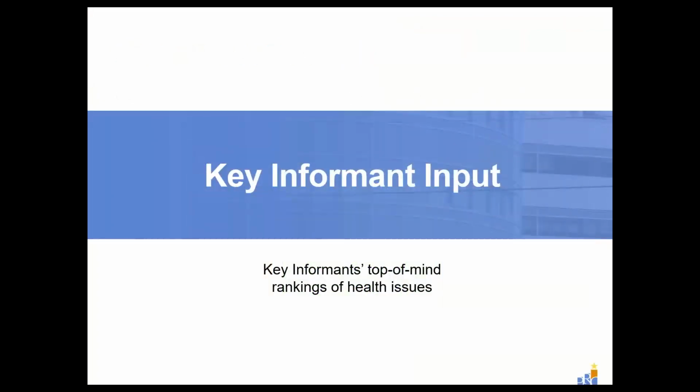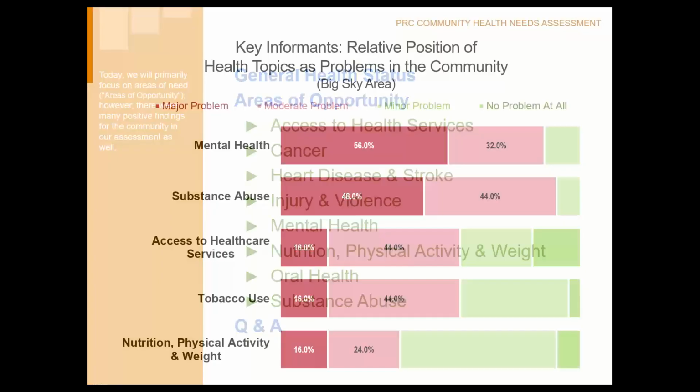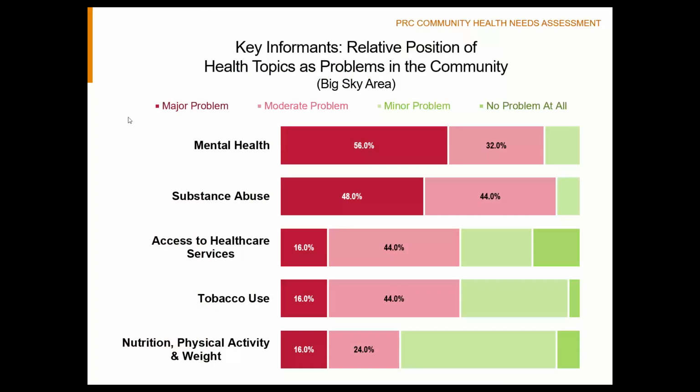But as I mentioned before, for our key informant input, we asked those 25 key informants to give us some input around 17 health issues. And again, those key informants were physicians, public health, social service agencies, and community leaders. In that key informant survey, we presented them with 17 health issues and asked them to rate each health issue as either a major problem, a moderate problem, a minor problem, or no problem at all. And you can see the results for the top 5 here. Mental health, 56% of the key informants rated it as a major problem. 32% said it was a moderate problem. Substance abuse, 48% of them said it was a major problem.